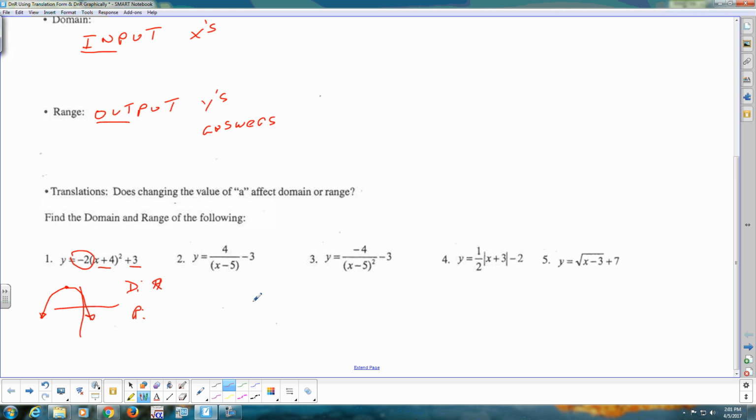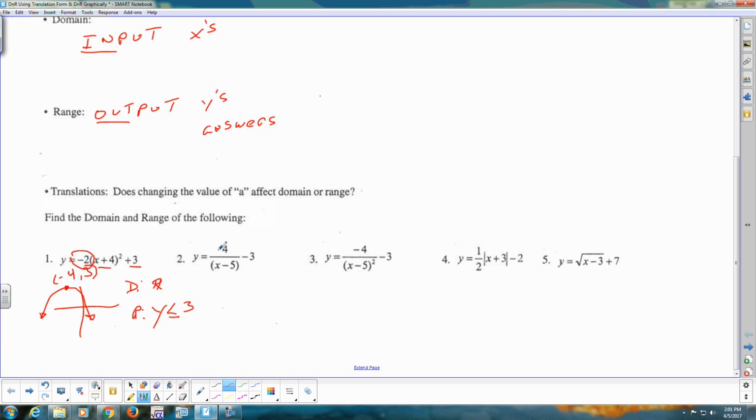So the range. Can you go as high as you want? Yes. Oops. I spoke too quickly. No, you can't go as high as you want. You can only go as high as that point. Well, that coordinate again is -4, 3. You can only go as high as the y value of 3. So y has to be less than or equal to 3.